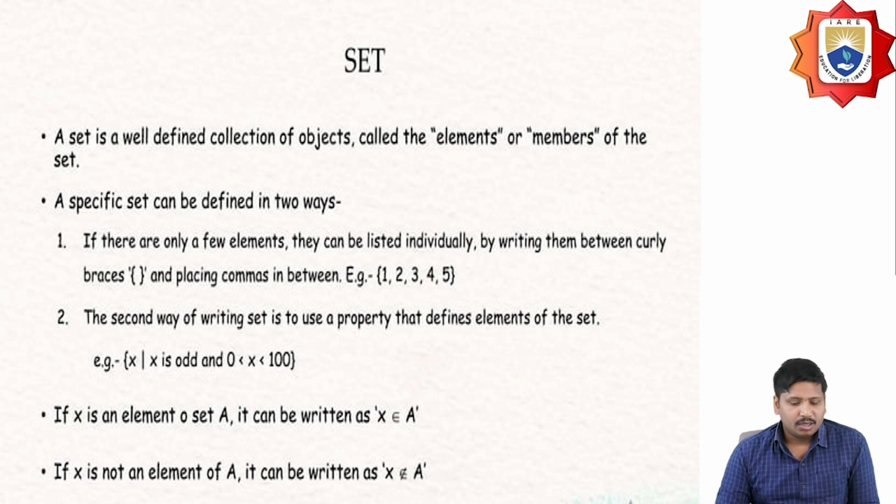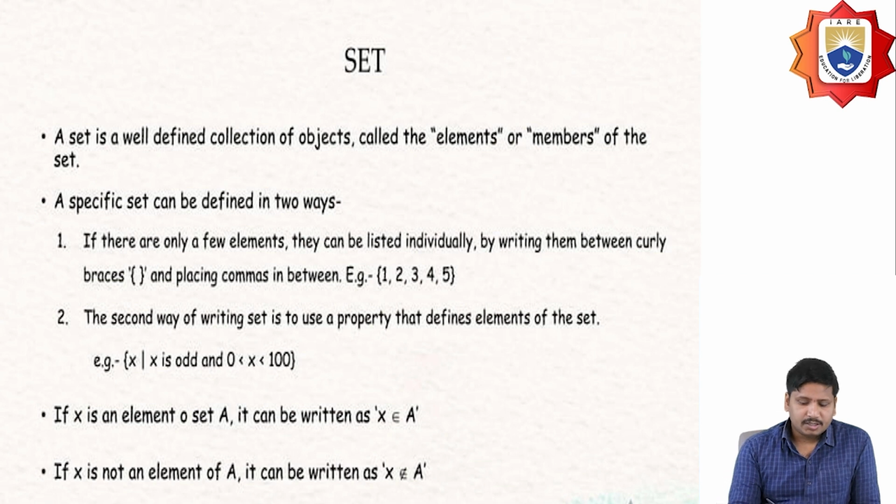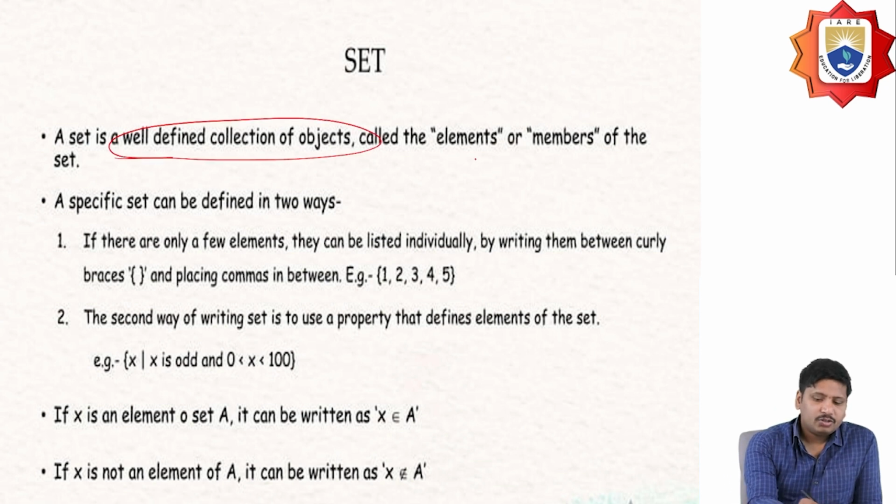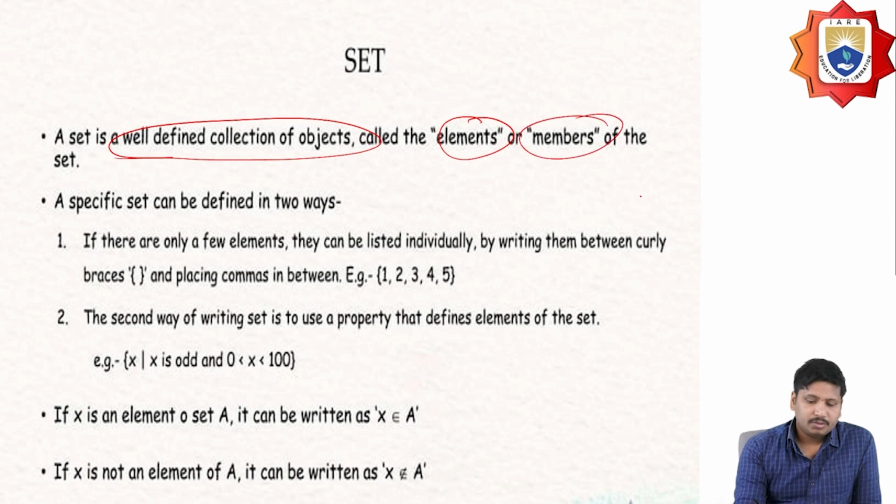For example, I can define the set of x such that x is odd and 0 is less than x less than 100. If x is an element of the set, it can be written as x belongs to A. If x is not an element of A, I can write this as x does not belong to A. So a set is a well-defined collection of objects called elements or members.